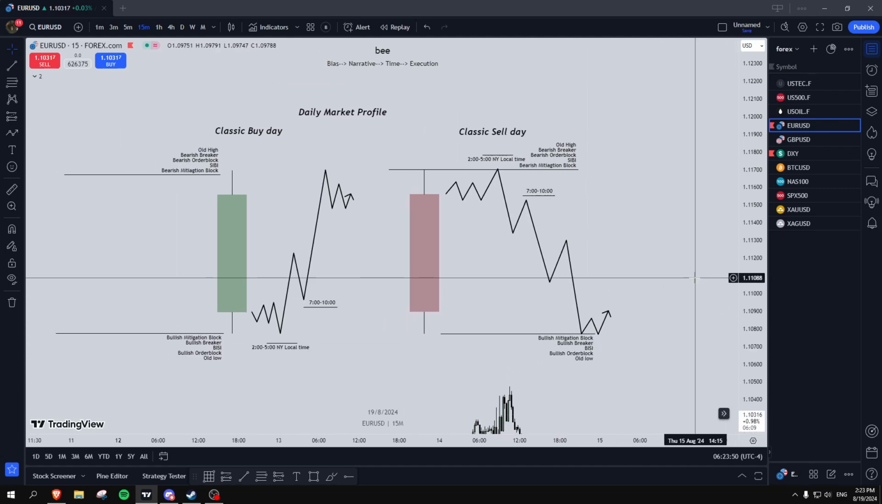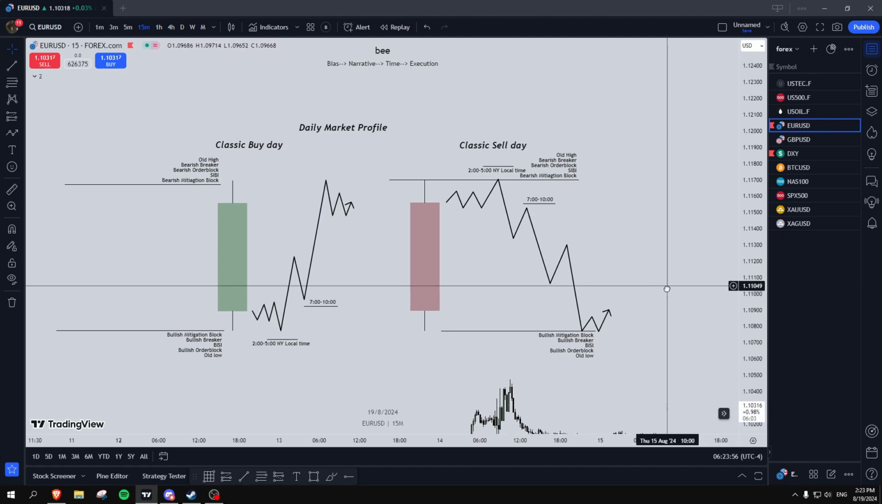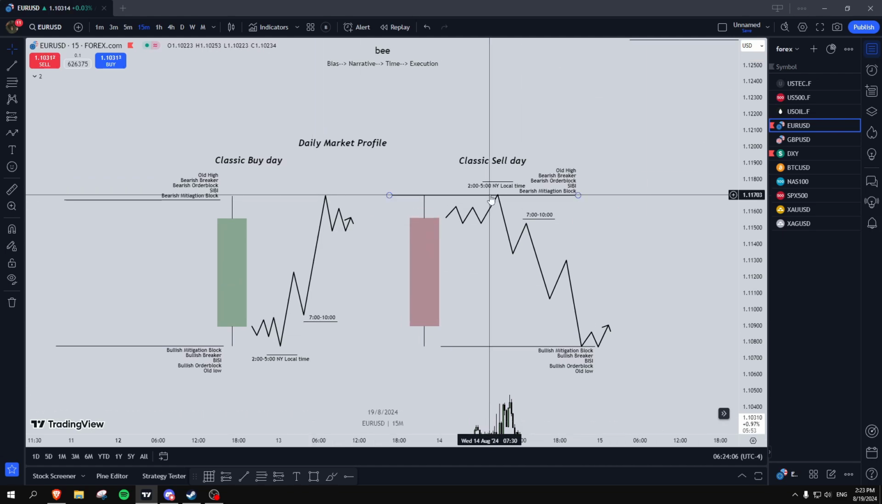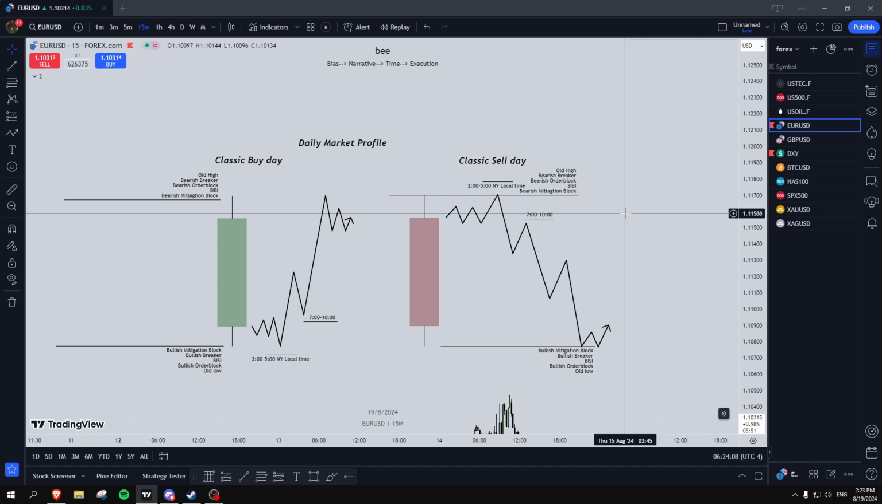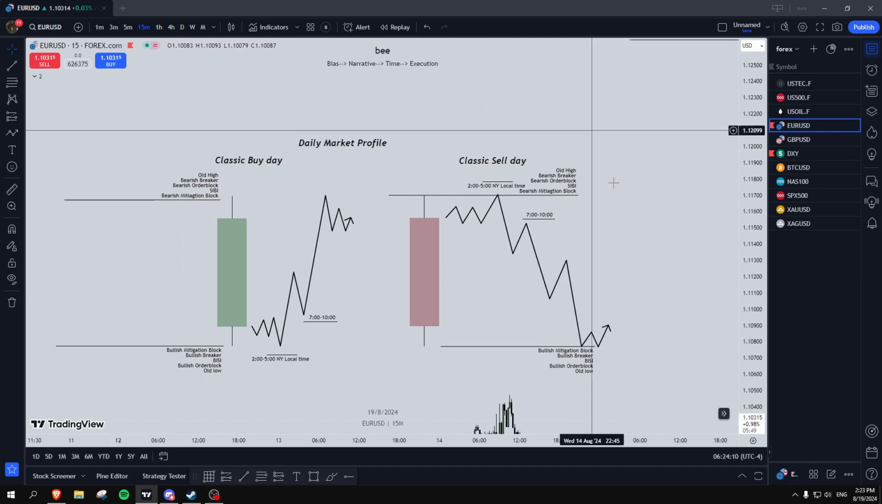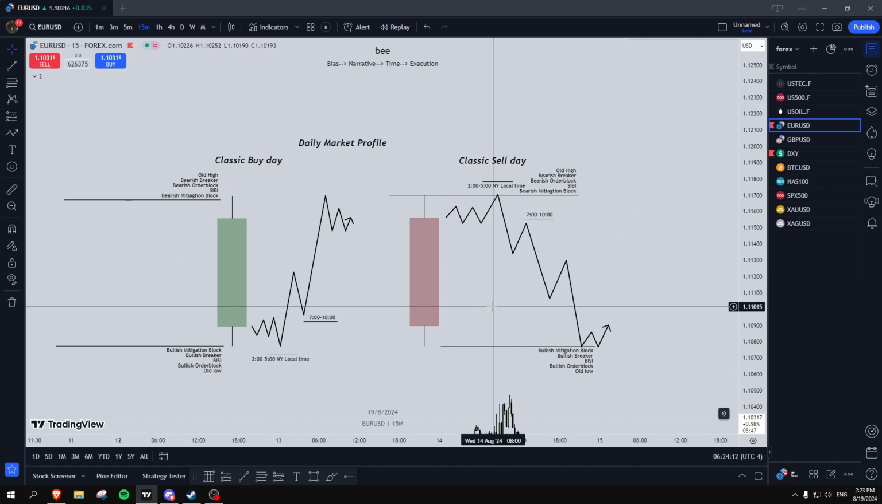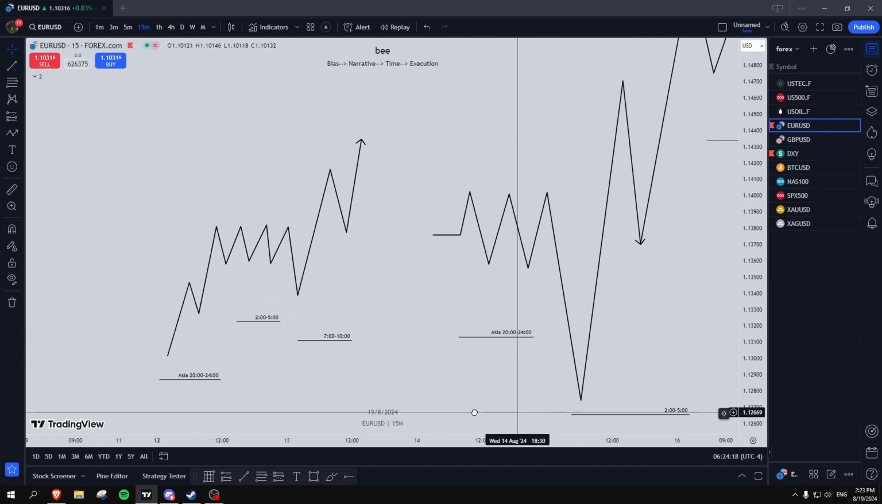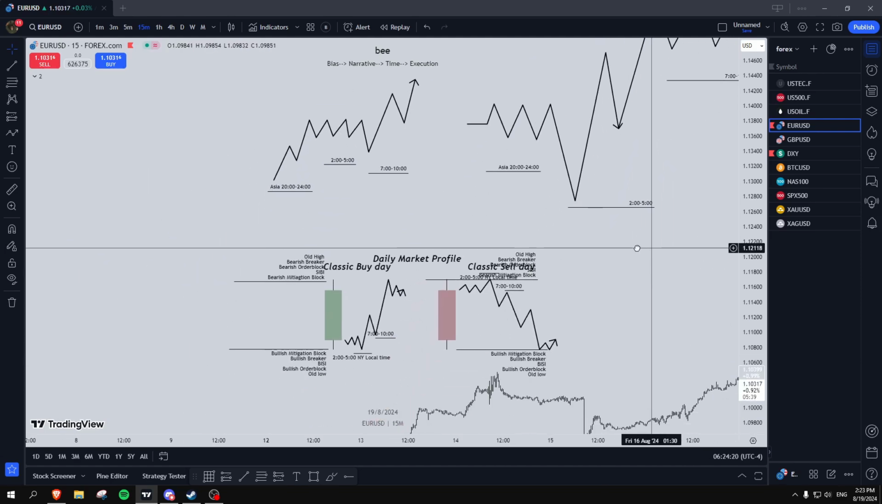This is a classic buy day and classic sell day, which you don't really get every single day, and I am going to show you the alternatives of this as well, because this is not what you get every single day, right? This is what you should typically get. These are the patterns you should look for in the market typically, but there are days which are different that I'm going to explain here.